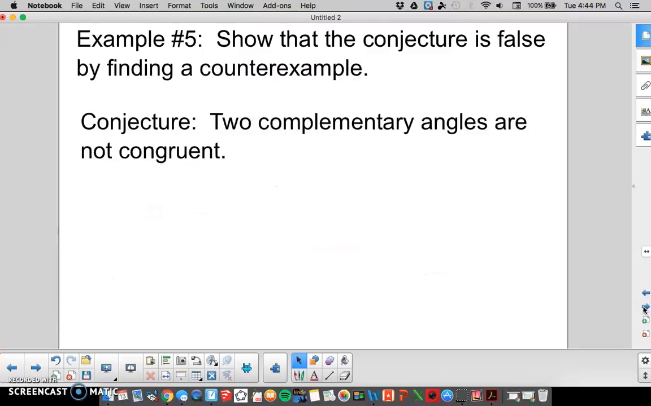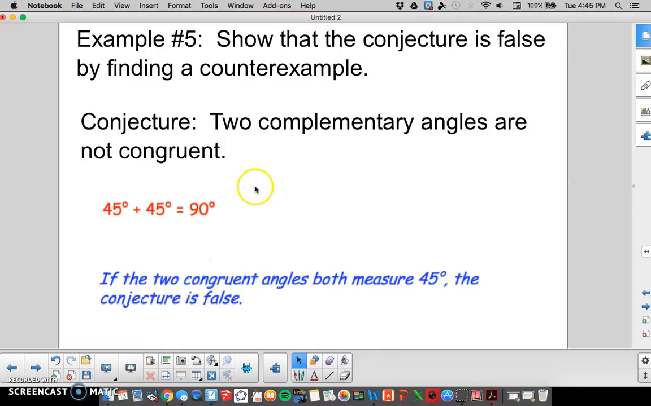In example 5, show that this is false by finding a counterexample. Two complementary angles are not congruent. So we would want to try and think of a case where two complementary angles are congruent. Well, complementary means to add to 90, so could we find congruent angles that add to 90? Yes. When the angles are both 45 degrees, those congruent angles are complementary. So because we found an example that disproves this statement, that statement is false because this is our counterexample. 45 plus 45 degrees is equal to 90.